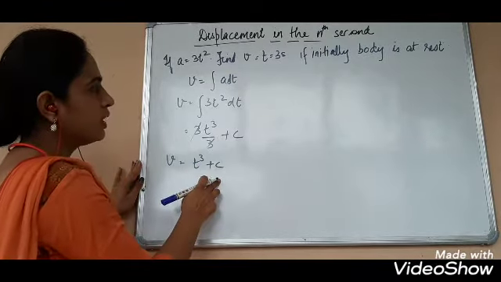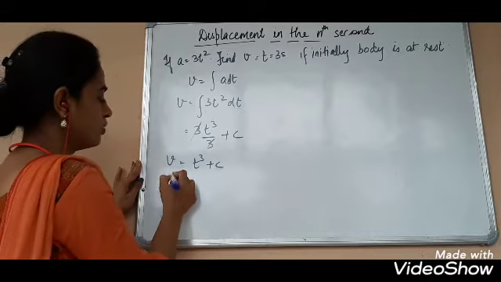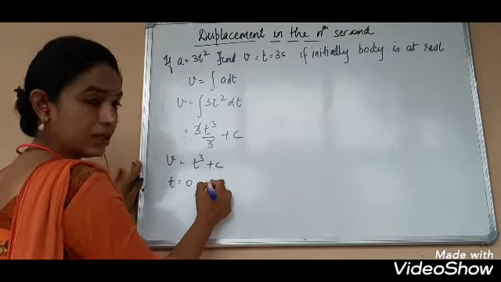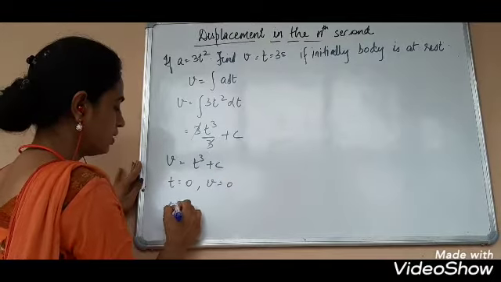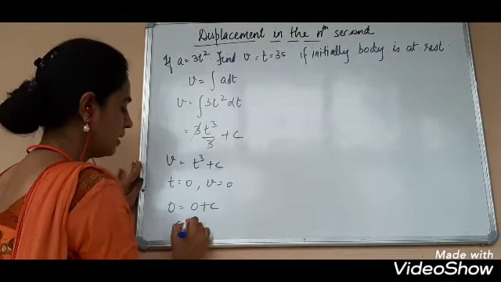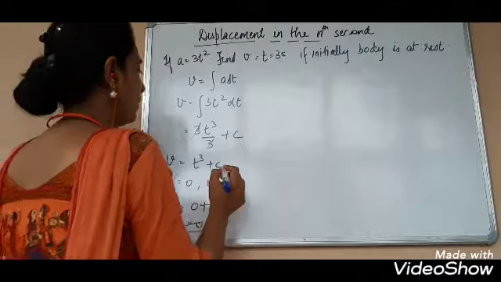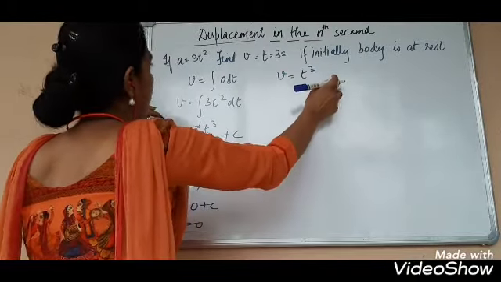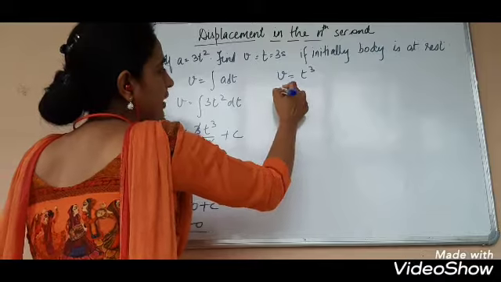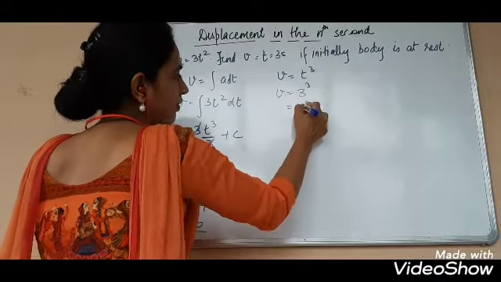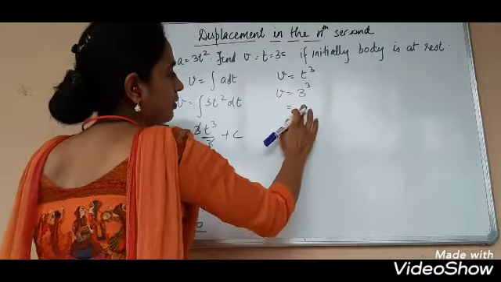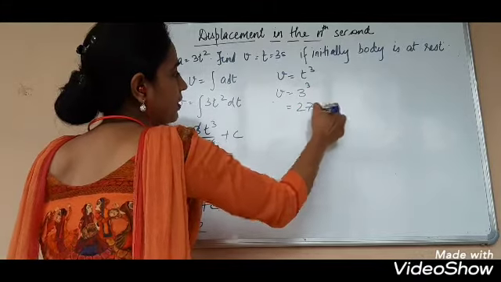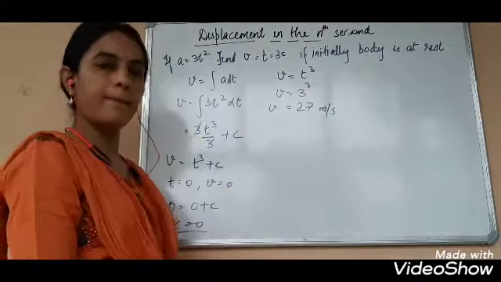Now to find the value of c, initially the body is at rest. So at t equals 0, the body is at rest. That means its velocity will be 0. So 0 equals 0 plus c. That means c equals 0. So applying v equals t cube plus 0 at t equals 3 seconds, v will be equal to 3 cube. That will be 27 meter per second. Okay. Right.